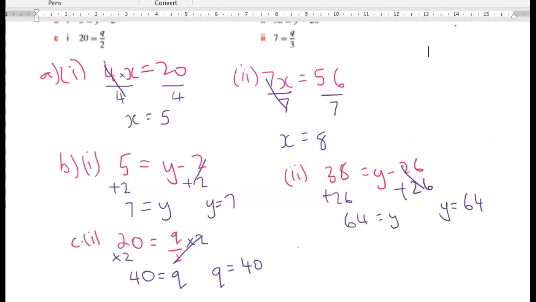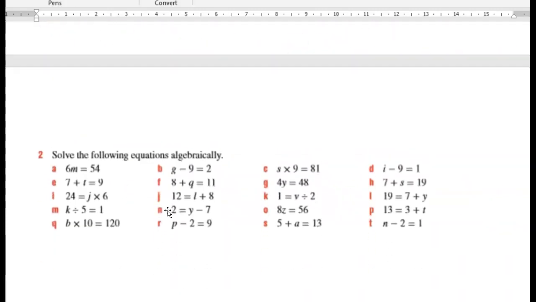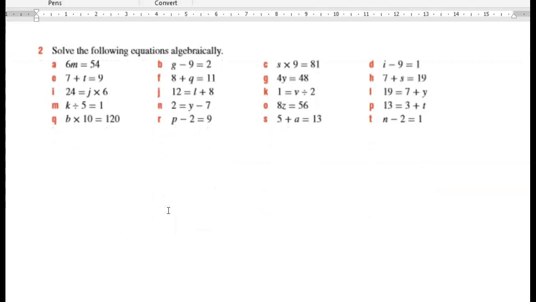Okay, and then part 2, we have 7 equals q over 3. So again, we've got a division. So we're going to multiply by 3, and whatever we do to one side, we do to the other. So 7 times 3 is 21. It's equal to q, and write q first. So we've got q equals 21. All right, let's have a look at question 2. So question 2, we've got a lot more questions, but it's exactly the same thing.